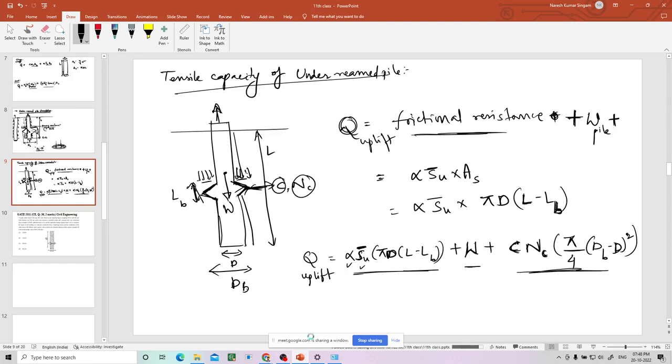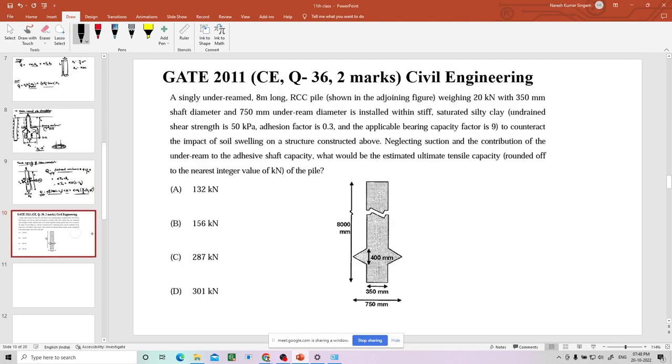Okay, so now we will solve one problem, and then we will wind up the class. First we'll read this question. A single under-reamed 8-meter long RCC pile, weighing 20 kilonewton, with 350 mm shaft diameter and 750 mm under-ream diameter. Sorry, this is DB, and this is D, and this is L, and this is LB. It is in saturated silty clay, and the undrained shear strength is 50.